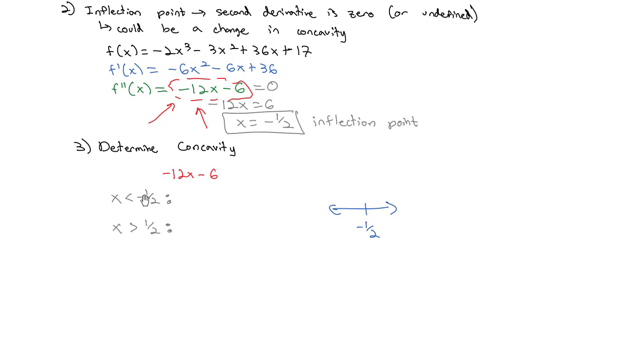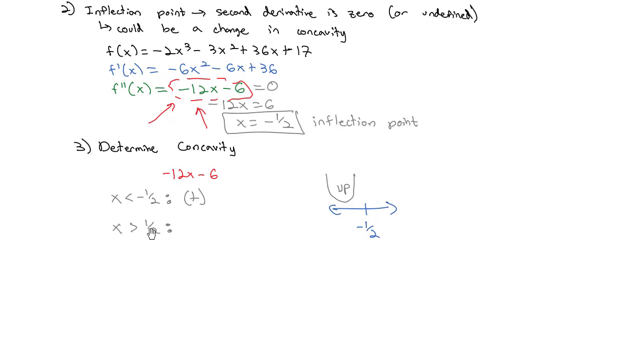So if I think about a number smaller than negative 1/2, like negative 100, if I took negative 100 and I multiplied it by negative 12, we get a negative times a negative, which is some positive, very large. And when we subtract 6, it's still going to be positive, which means when we're less than negative 1/2, the second derivative is positive, so we have it concave up. So it's going to look like an x squared, a smiley face, a positive concave up graph.